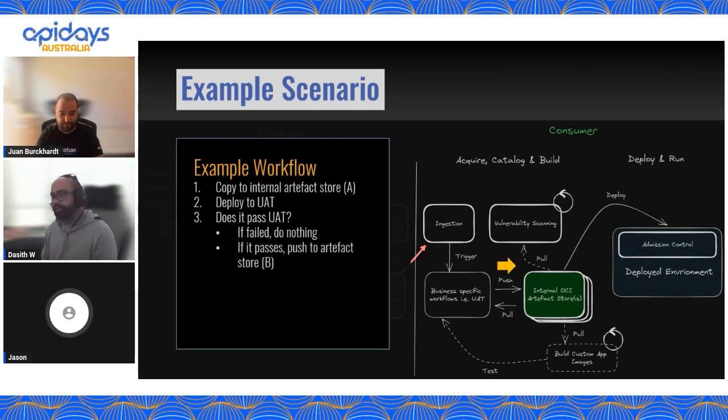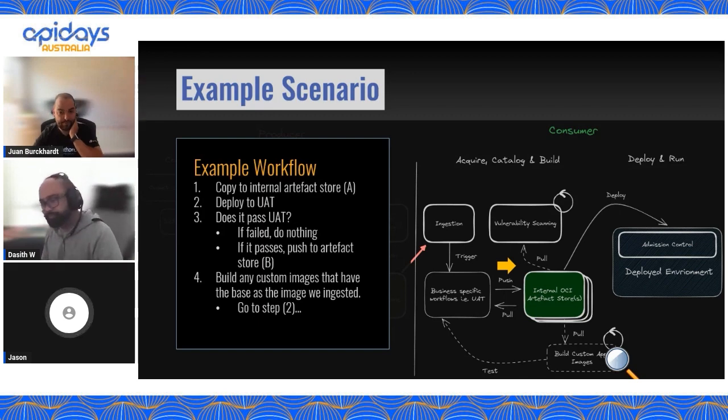So we run in UAT. If it fails, we do nothing. We don't want to ingest something that doesn't work, that doesn't meet our criteria. But if it passes, then we push it into store B. Once it's in store B, that means other teams within the organization, or even our team, or the team working on a particular product, can reuse that artifact. If you're building a Docker container, for example, you may use that image or artifact as the base layer of your container. Then you go back to step 2, test in UAT, and do that process again.